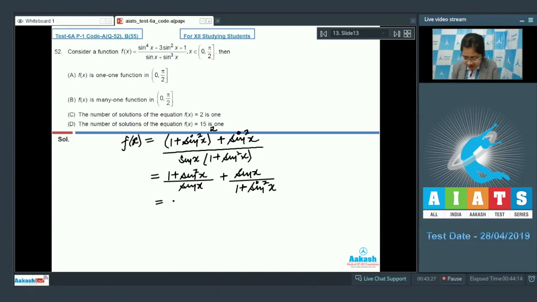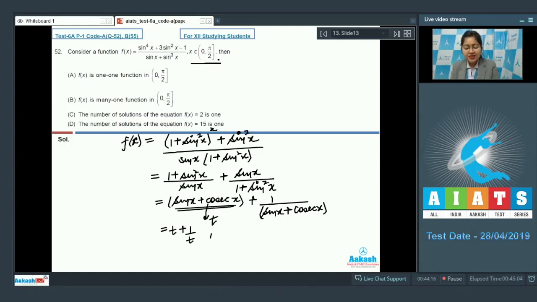plus sin x upon (1 + sin^2 x). That is, we can write it as sin x plus cosecant x plus 1 upon (sin x plus cosecant x). Let us assume sin x plus cosecant x equal to t. So this is t plus 1 by t.